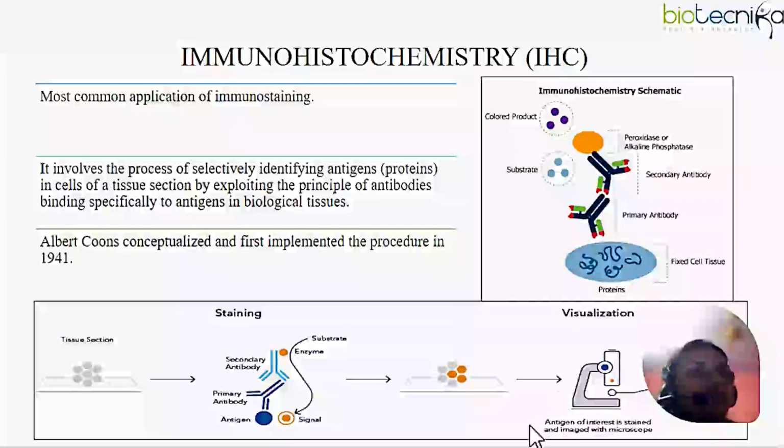You can simply see it under a fluorescence microscope. You can use an enzyme or you can use a fluorophore also. It depends upon what kind of experimentation you are doing. You just have to visualize it by using proper means.